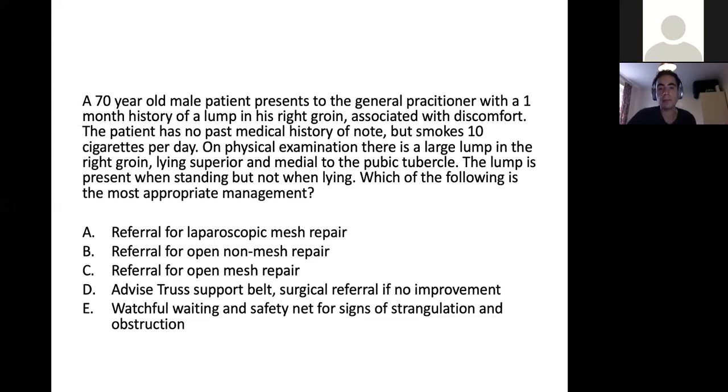Watchful waiting and safety nets designed for strangulation. Of course, when you discharge this patient from the GP, after you send them home and tell them to wait for the referral, you would safety net for the signs of strangulation and obstruction. But doing just watchful waiting is for if the patient did not want surgery or was not fit for surgery, or it might be done in an accident and emergency setting, where the patient has presented acutely with this lump. You just reassure them and tell them to see their GP, and ask the GP to refer them if they want the hernia to be fixed. So essentially the right choice is to refer for open mesh repair.